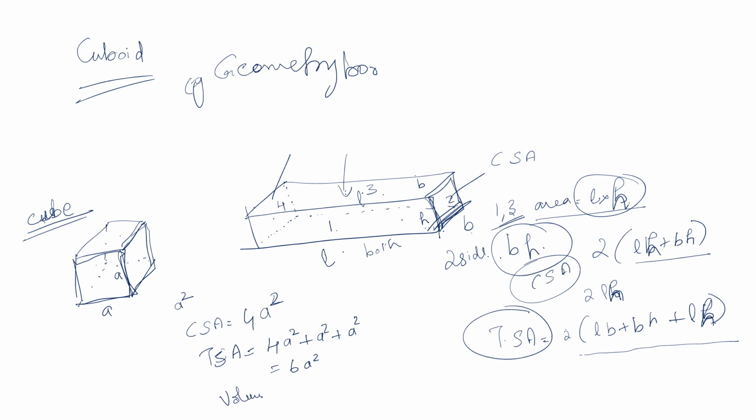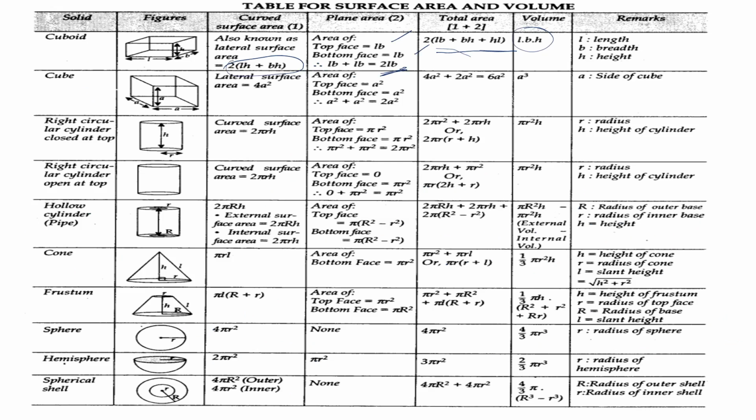Volume. So volume means how much it can contain. Okay. So how much it can contain means the inside value. So what is inside value? Length into breadth into height. So length is A, breadth is A and height is A. So the volume will be A cube. Is this clear? So now you can see this one.